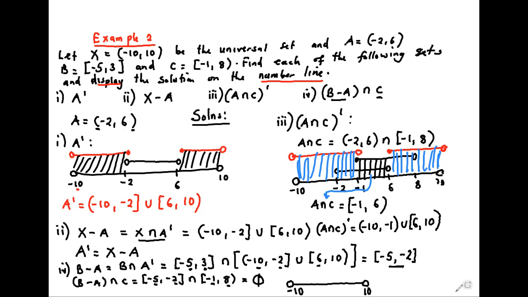Okay, another example. Example 5, which is A intersection B minus C. And then the 6th one is X minus C complement intersection A minus B.